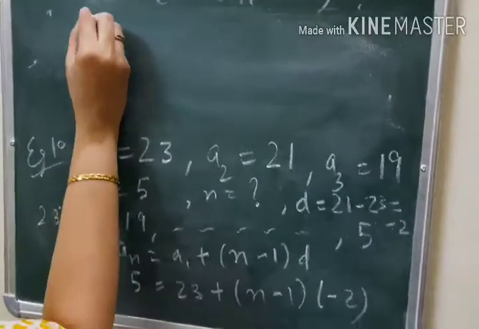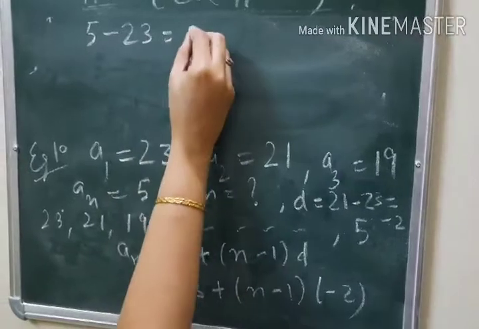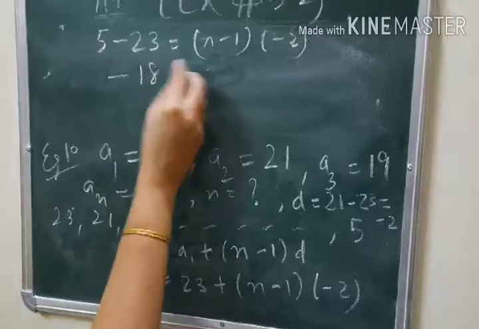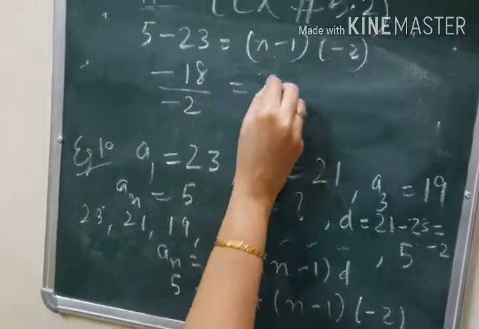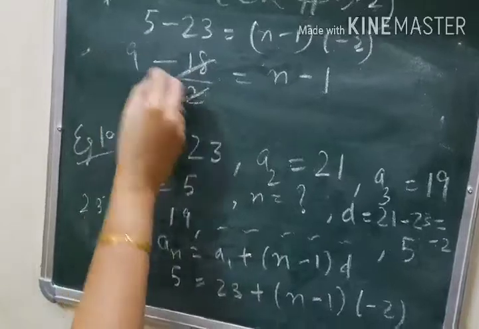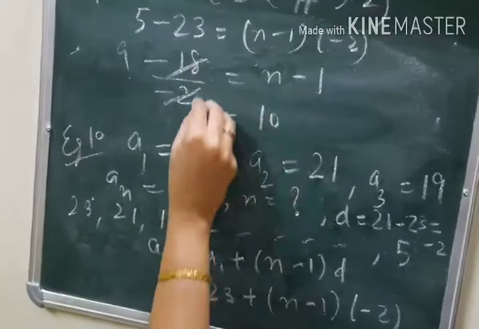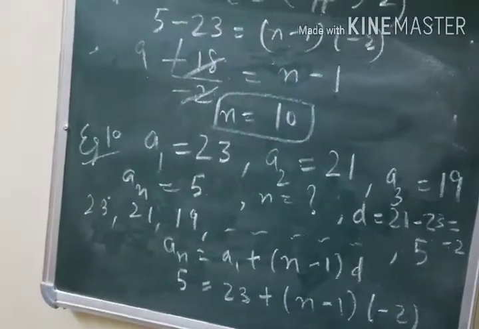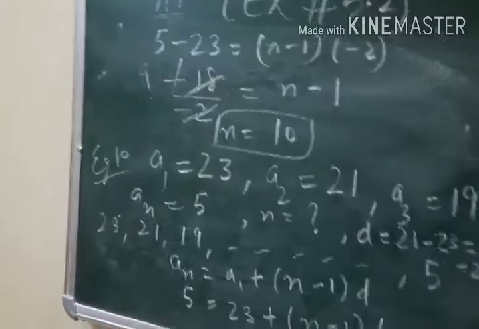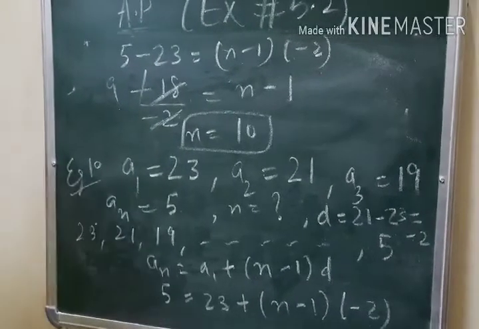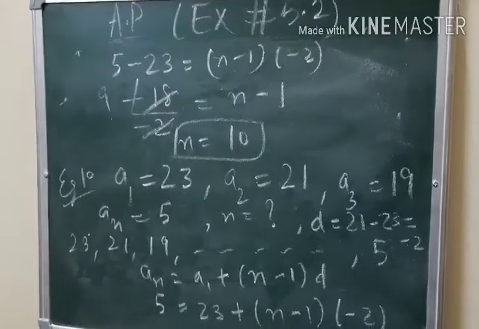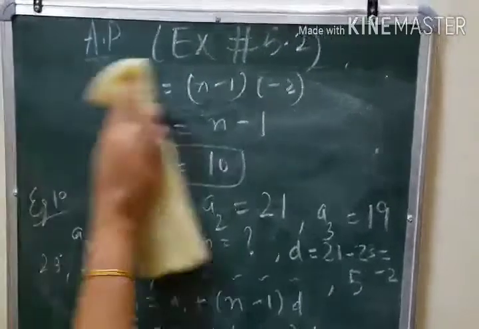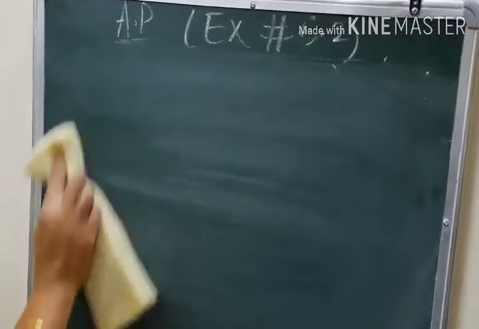Now 23 will come here and becomes negative. 5 minus 23 is equal to N minus 1 into minus 2. Minus 18, minus 2 will come in the denominator, and minus 1. Got it? So N is equal to 9 plus 1, 10. Minus 1 will shift here and becomes positive. So N is 10. There are 10 rows in the flower bed. So this is your example number 10. Now let's move to question 11 of the exercise. Question number 11.